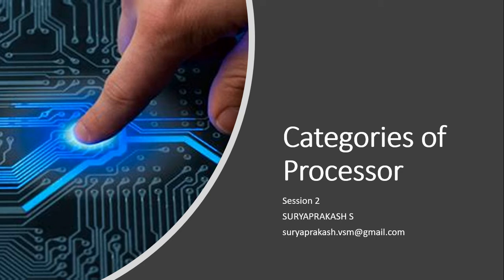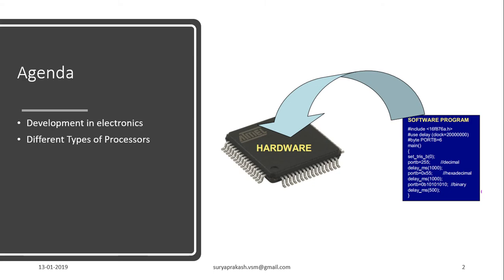Good morning, guys. In today's session, we are going to see the various categories of processors. This is the agenda about the development of electronics, how we started developing electronics, and how we are doing some processing using certain kinds of processors and controllers. We are also going to see the different classification of processors, especially for embedded systems.